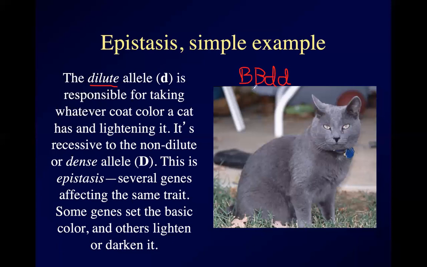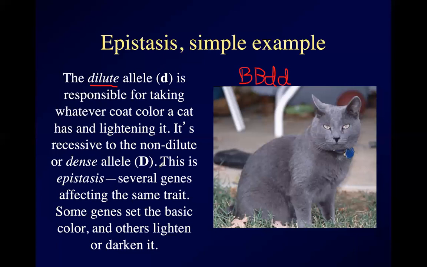So a cat that is homozygous for this recessive dilute allele, whatever color that cat is, that color is going to be lightened a few shades. The dilute allele does not determine the color. The dilute allele modifies whatever the color already is. And the dilute allele is recessive to the non-dilute allele, which is known as dense and written as capital D.